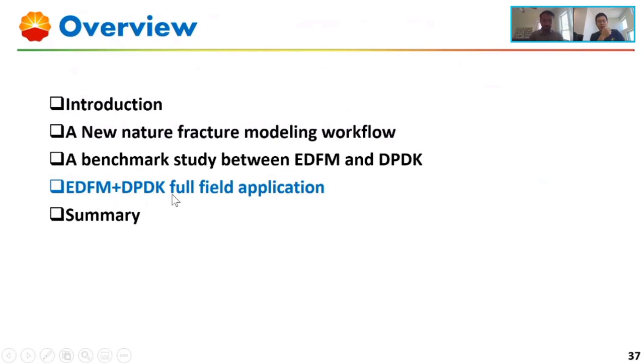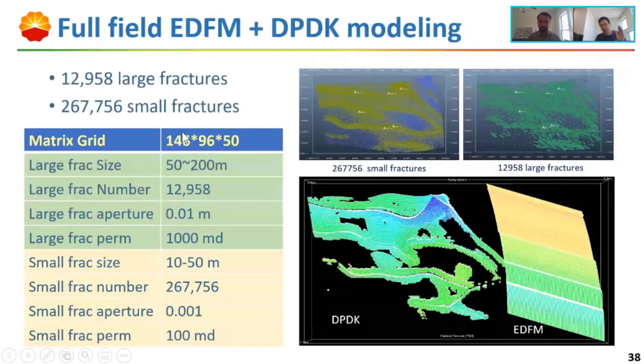Here we have the full field DFN model, which is generated by Felipe. Their group already helped us pick out those fractures larger than 50 meters in fracture length. So we got almost 13,000 large fractures. We treat them with EDFM, which is here, and you can see. And for those smaller fractures, we upscale them into DPDK. Here you can see the sigma value. And then after that, we merge those large fractures into the DPDK model. And this is a simplified process.